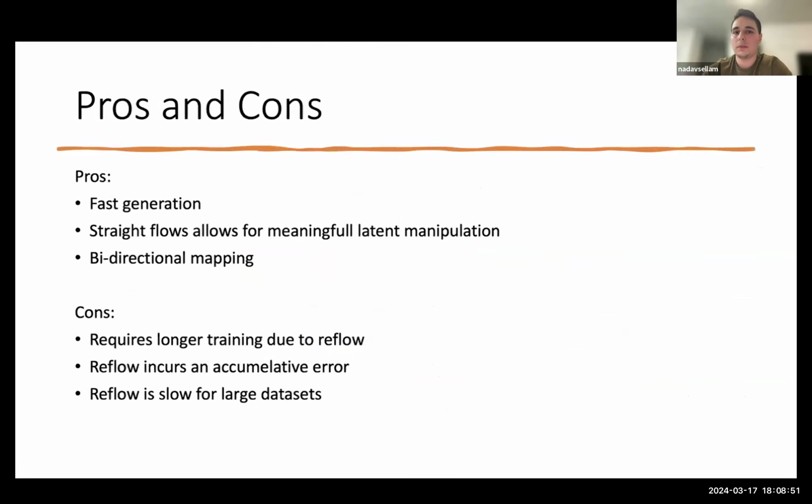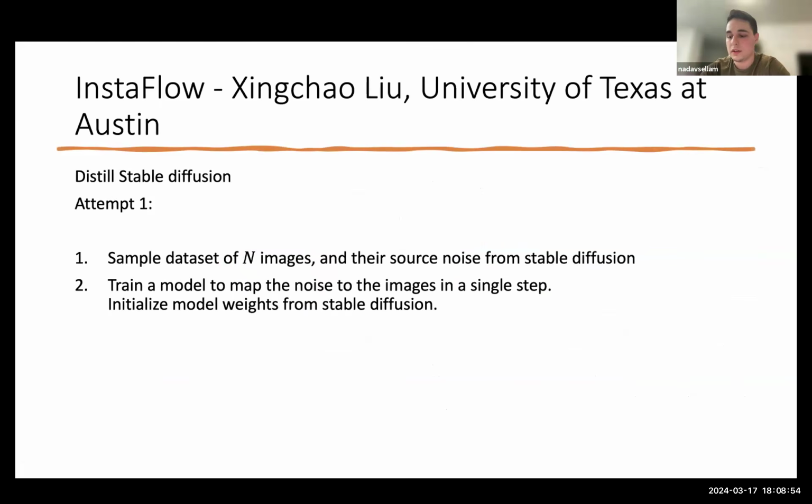If I have time, I would like to briefly talk about InstaFlow, which is a follow-up paper that merges rectified flow with stable diffusion to distill it. Do I have time, Mickey?